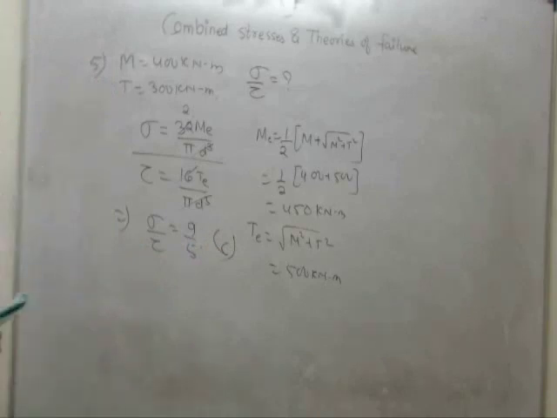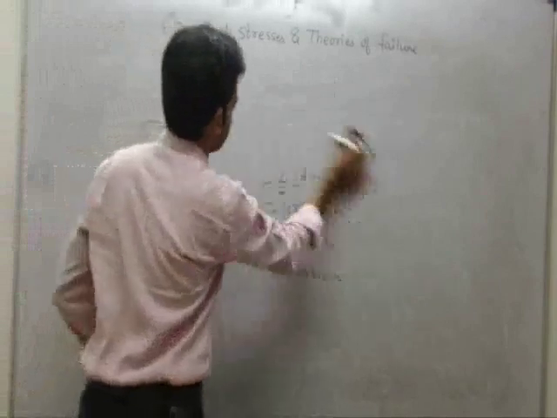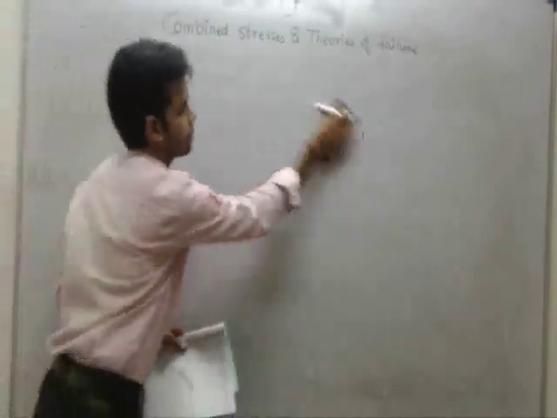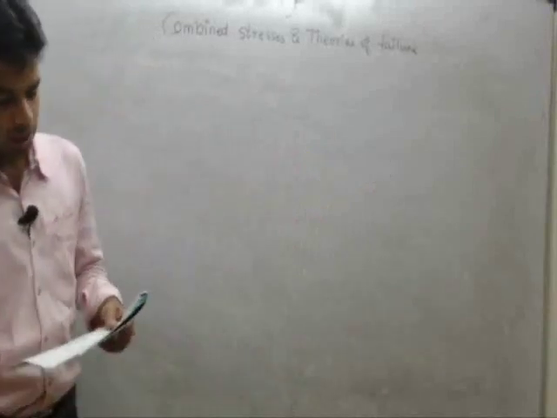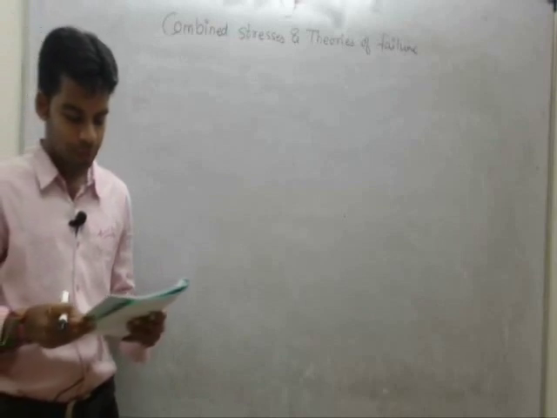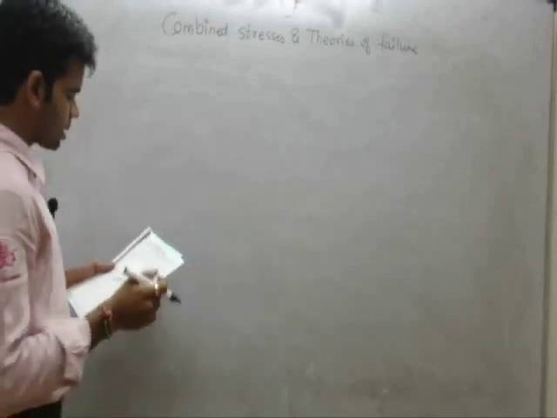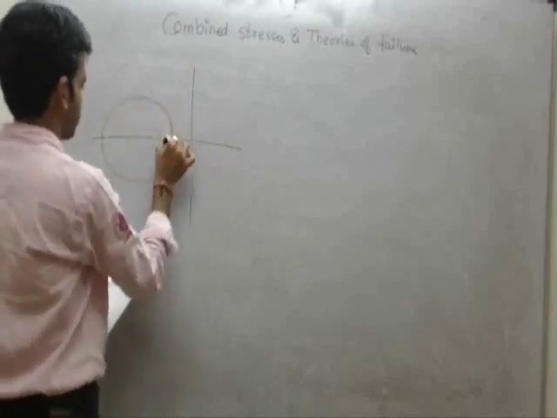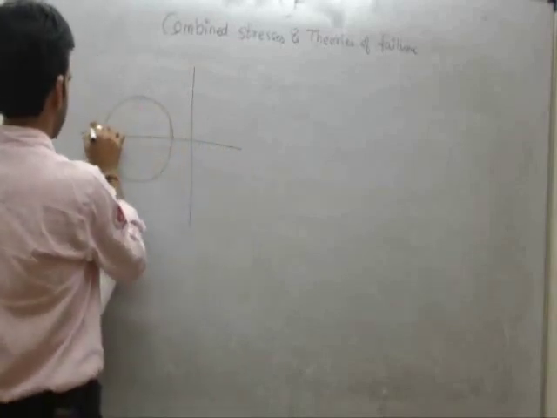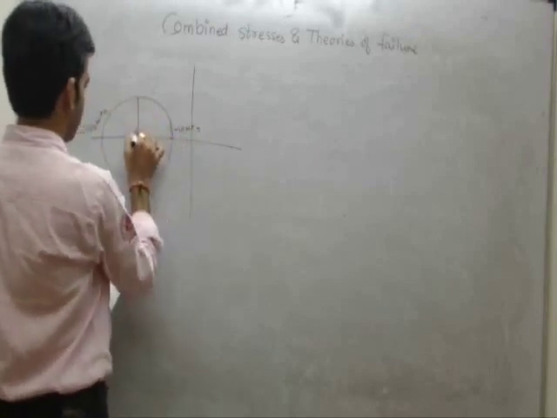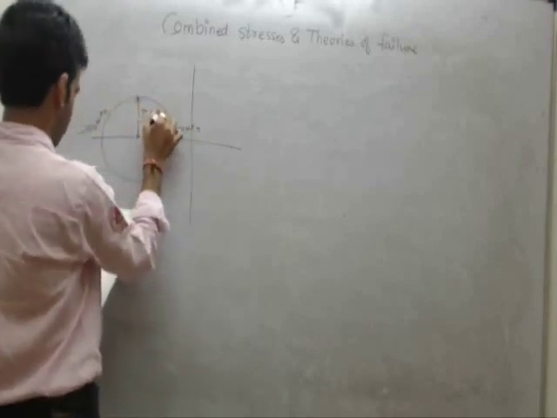Clear? Next question. Question number 6. The Mohr circle of a plane stress for a body is shown in figure. The design is to be done on the basis of maximum shear stress theory. So we have a Mohr circle like this. This is minus 100 megapascal. This is minus 10 megapascal. And the radius will be obviously tau max.